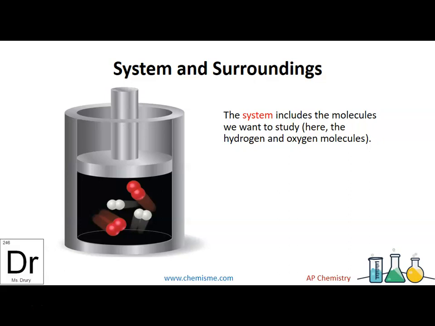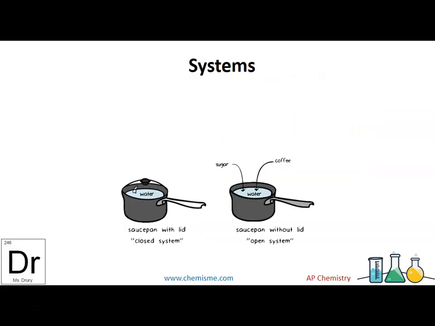System includes anything that we're studying. So the molecules are here, hydrogen and oxygen, and the surroundings are anything else. So here might be the cylinder and the piston. If you feel the outside, it might be your hands or the air that it might be exposed to.